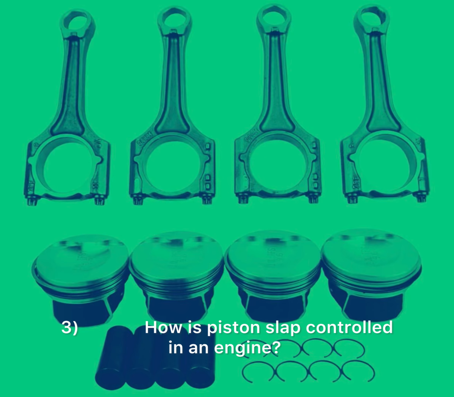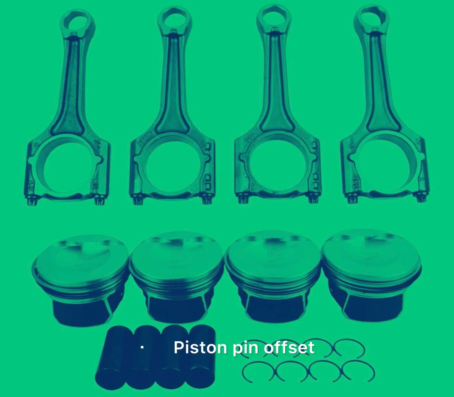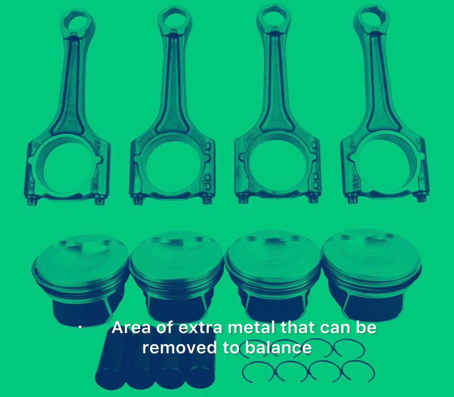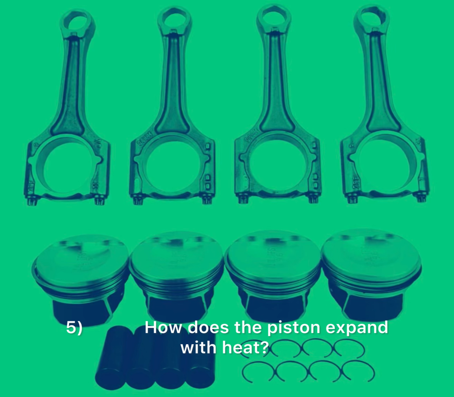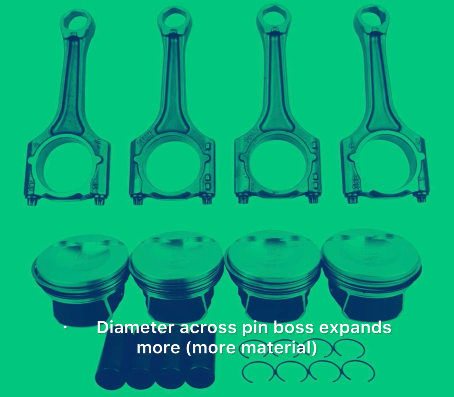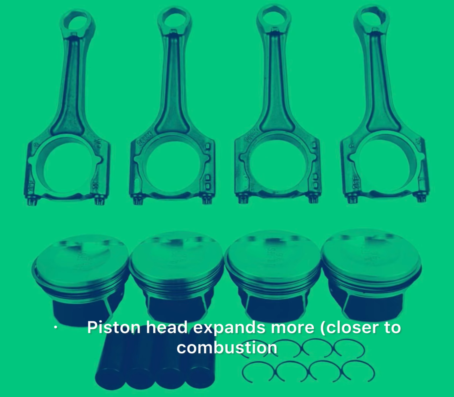3. How is piston slap controlled in an engine? Piston pin offset. 4. What are piston balance pads? Area of extra metal that can be removed to balance. Near pin boss. 5. How does the piston expand with heat? Diameter across pin boss expands more material. Piston head expands more closer to combustion.